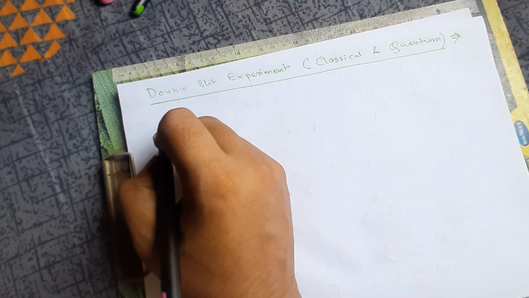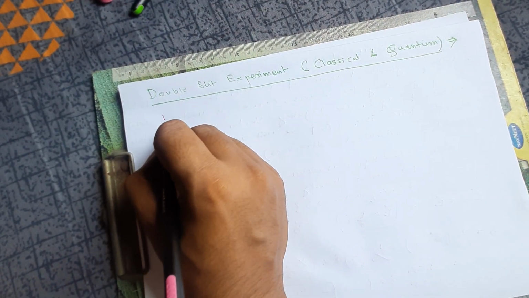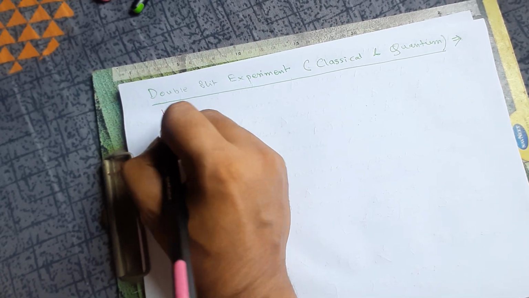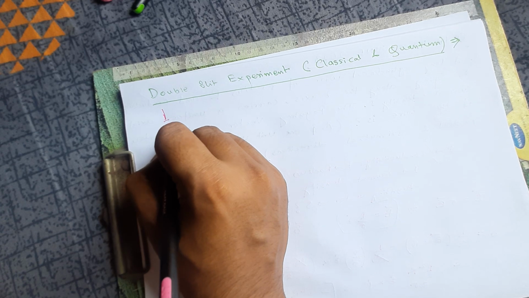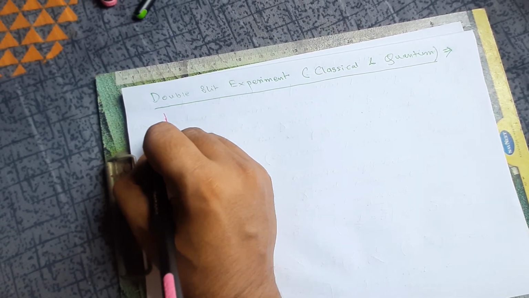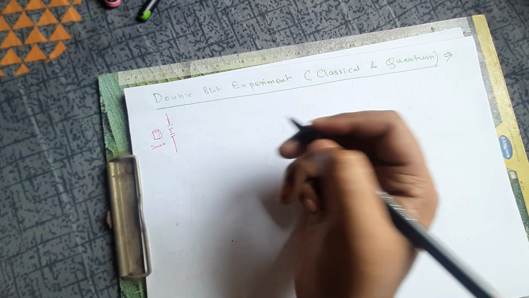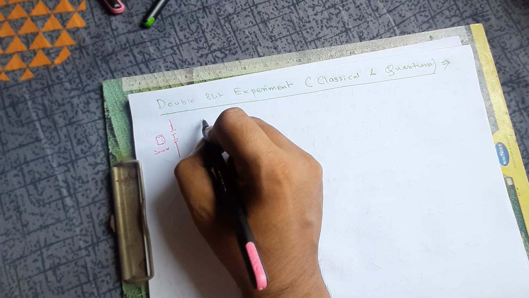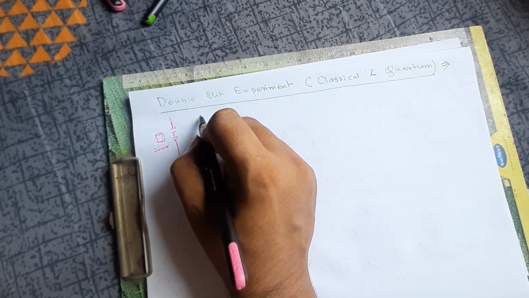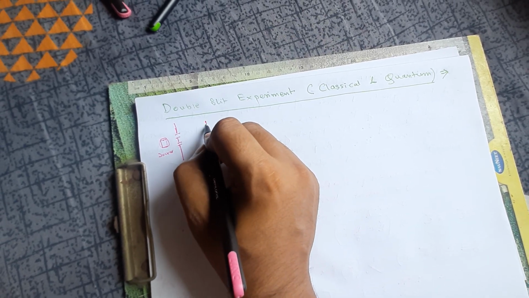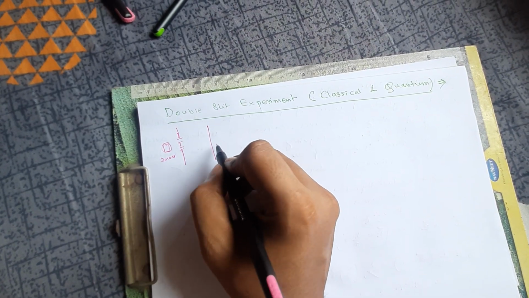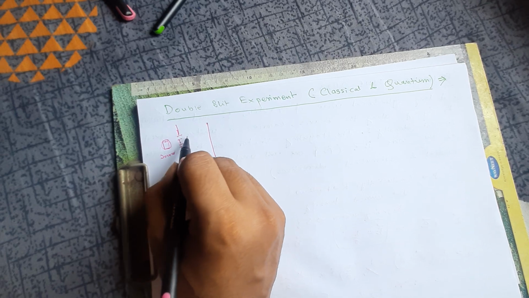So what is a double slit? As you know, there are two very small openings in a wall, and behind that wall a source is kept. Then we place a screen, and we'll see what happens.